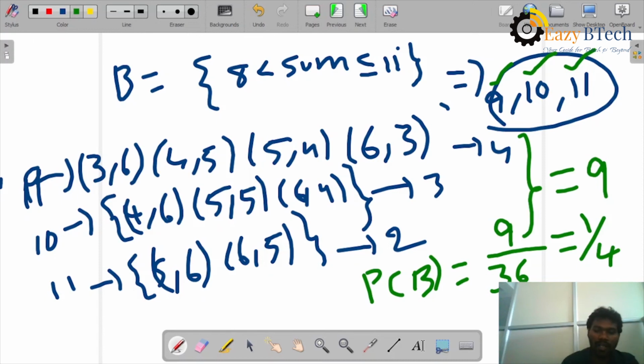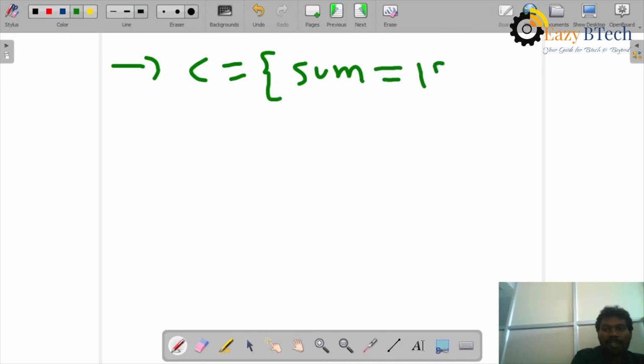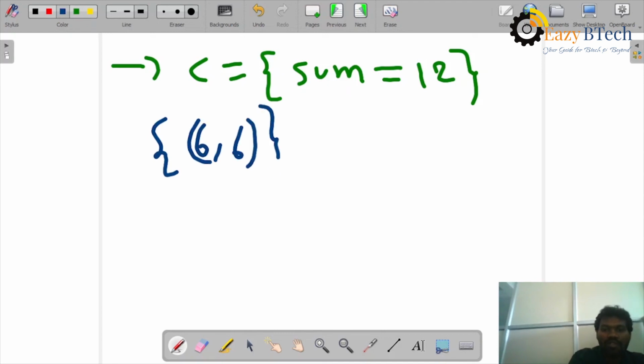And the last one, suppose they ask you what is the probability that I am getting exactly sum equal to 12. Suppose they gave you sum equal to 12. Sum equal to 12 means you have only one chance. That one chance is nothing but 6 comma 6. So both dice should be 6 and 6.